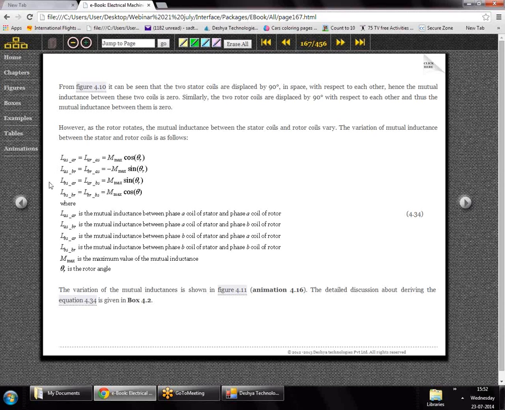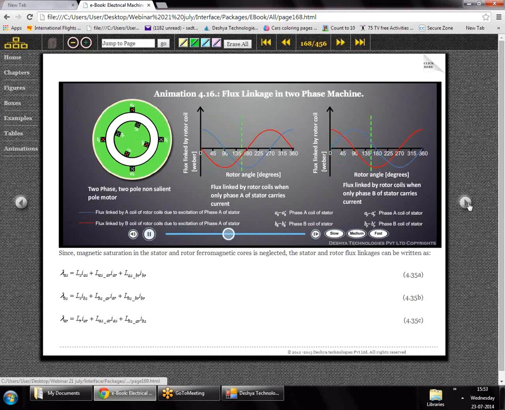And here we see the variation of the mutual inductances. So LASAR is the mutual inductance between the stator and the rotor coil. LASBR is the mutual inductance between the A phase of the stator and B phase of the rotor. Similarly, LBSAR is the mutual inductance between the B phase of the stator and A phase of the rotor, and LBSBR is the mutual inductance between the B phase of the stator and B phase of the rotor. And the variation of the mutual inductance is given here in expression 4.34.